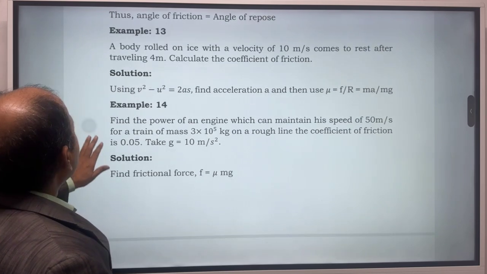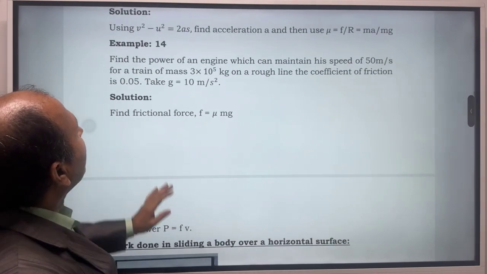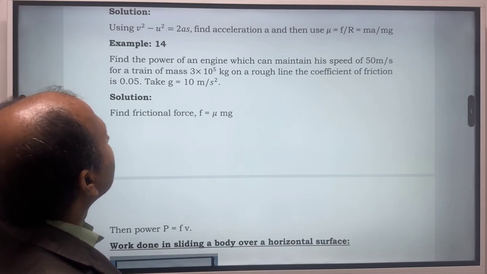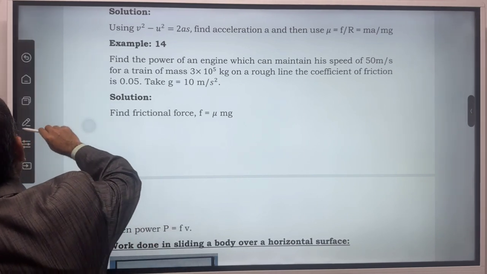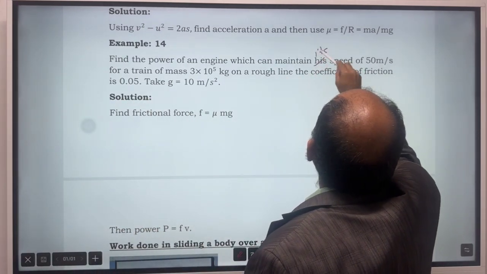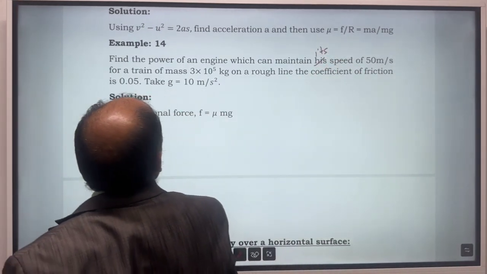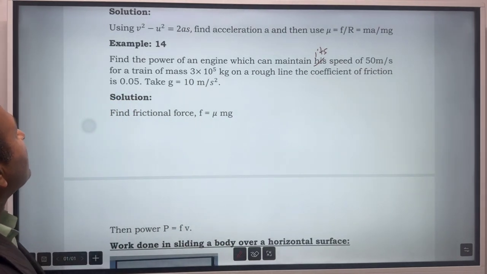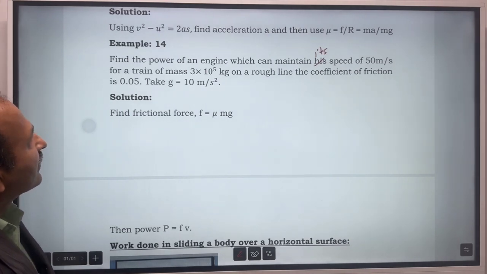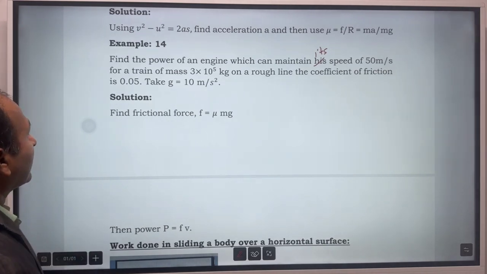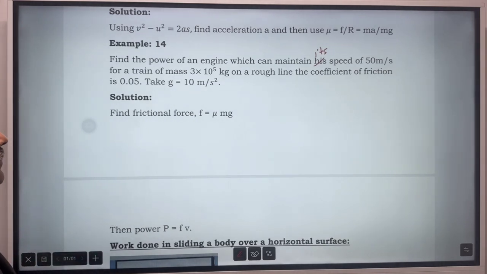Now let's take another question. Find the power of an engine which can maintain its speed. Here the language is wrong. Find the power of an engine which can maintain its speed of 50 meter per second for a train of mass 3 into 10 power 5 kg on a rough incline. The coefficient of friction is 0.05. Take g equal to 10 meter per second square.